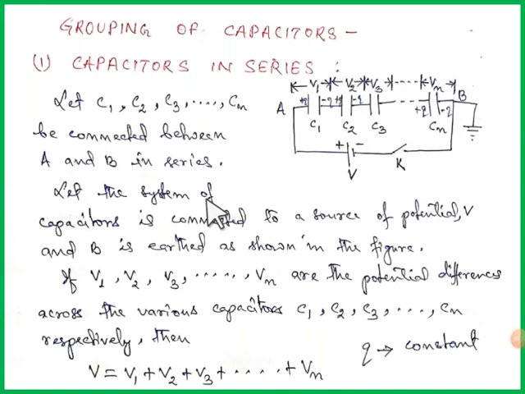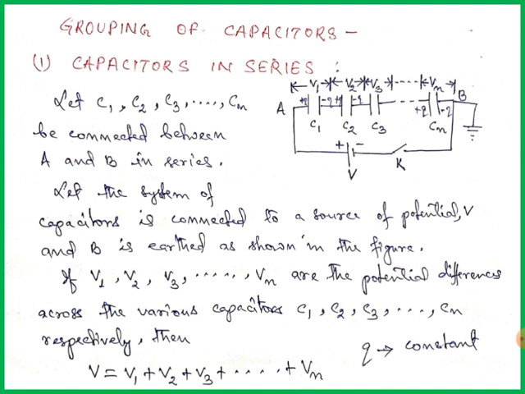In today's class, we will try to learn about grouping of the capacitors. Capacitors can be grouped, connected, or combined in either of these three ways: capacitors in series, capacitors in parallel, and capacitors combined with series and in parallel. We call that last one a mixed combination of capacitors.